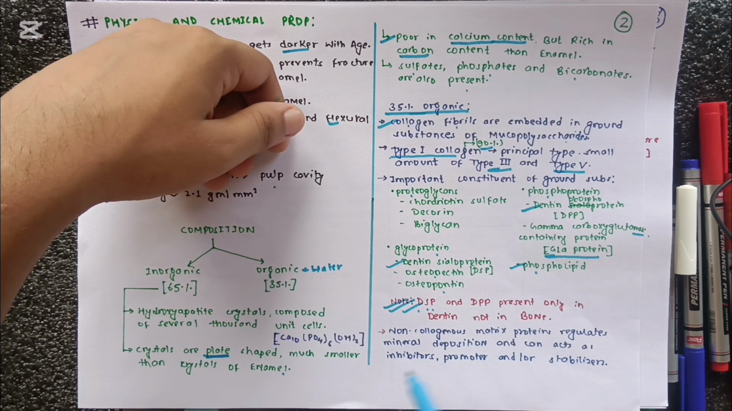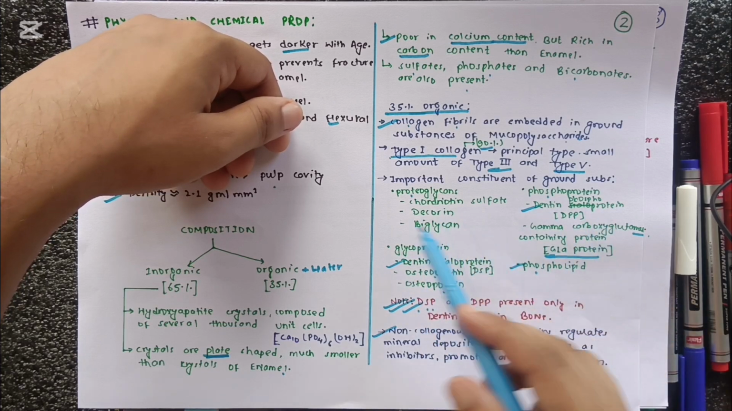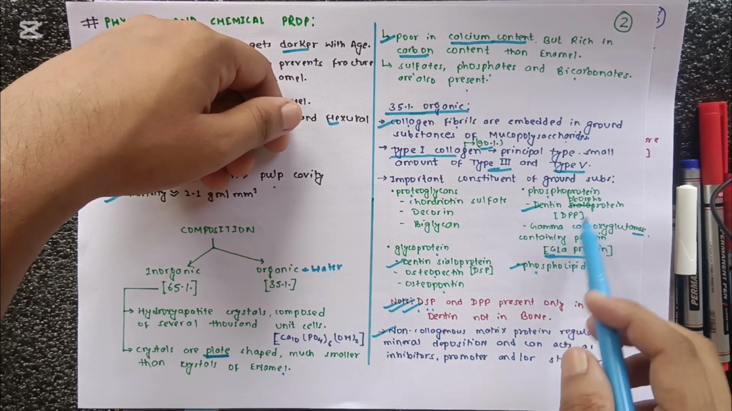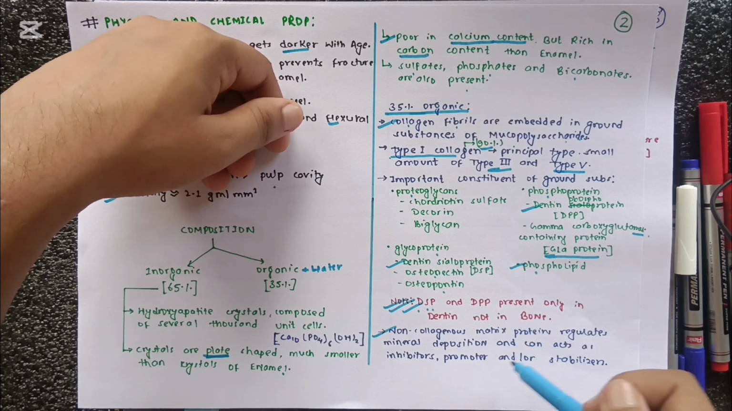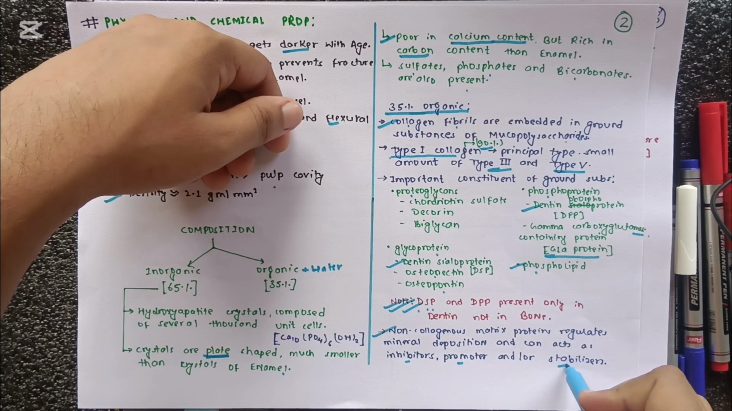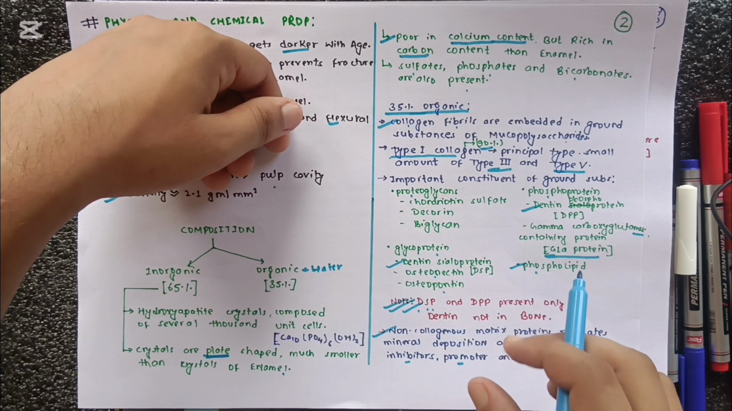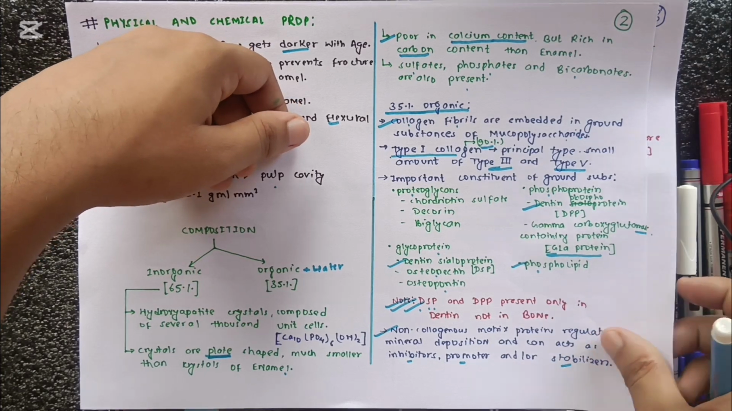After that, non-collagenous matrix proteins regulate the mineral deposition and can act as an inhibitor, promoter or stabilizer. So the proteins that are present, like dentin sialoprotein, dentin phosphoprotein and GLA protein, regulate the mineral deposition and can act as an inhibitor, a promoter or a stabilizer. All those functions can be carried out by those proteins.